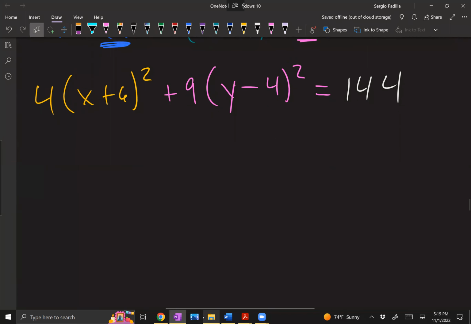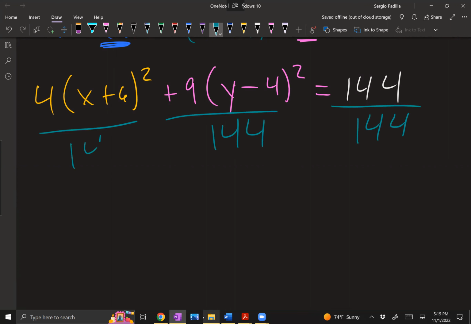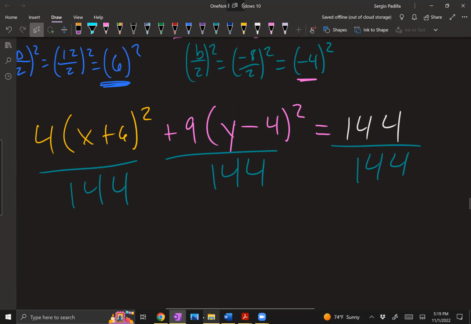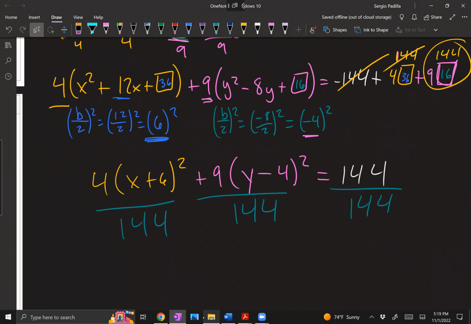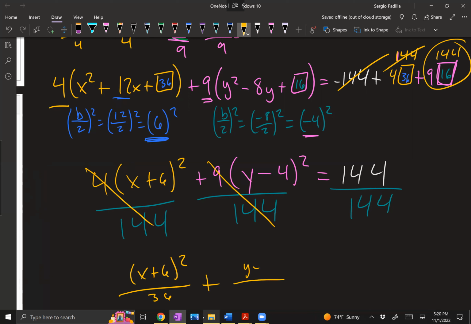So the last thing we need to do is divide everything by 144. So I'm going to do that here, here, and here. And of course, here we're going to end up with x plus 6 squared over 144 divided by 4 is 36, plus 144 divided by 9. This is going to be y minus 4 squared over 16 is equal to 1.